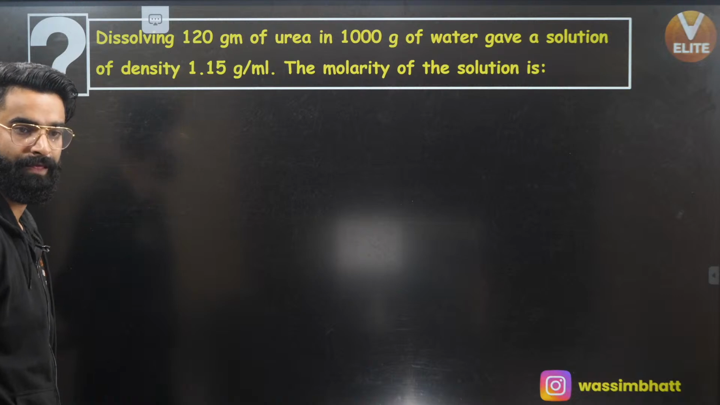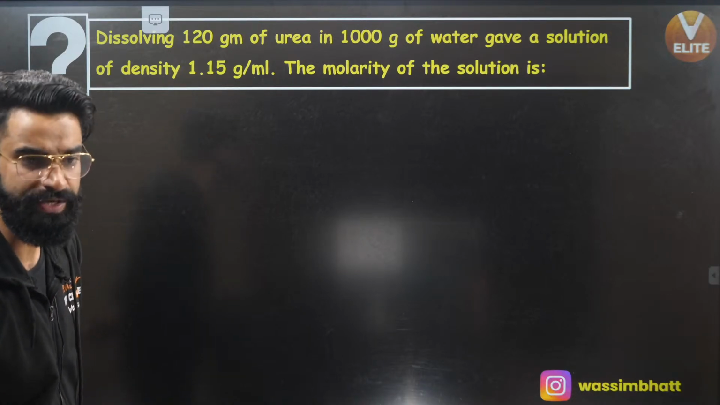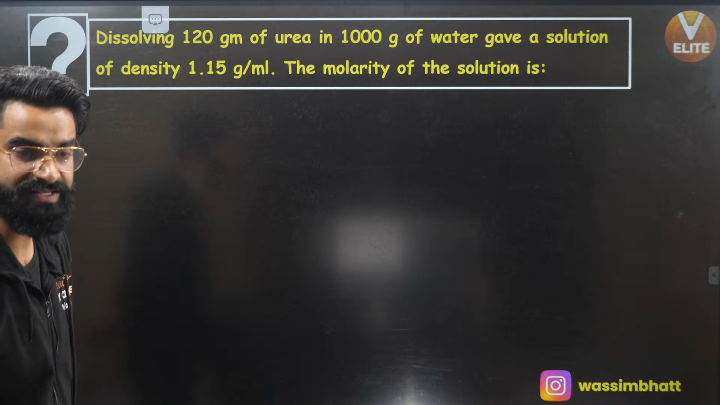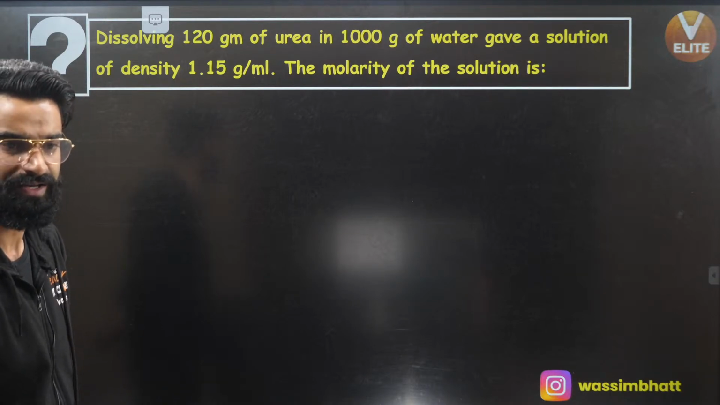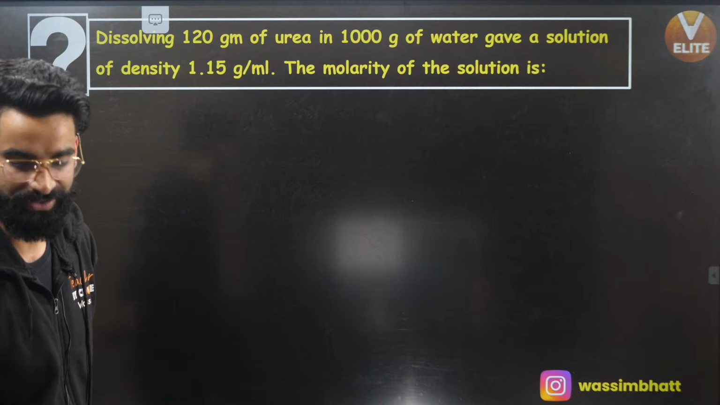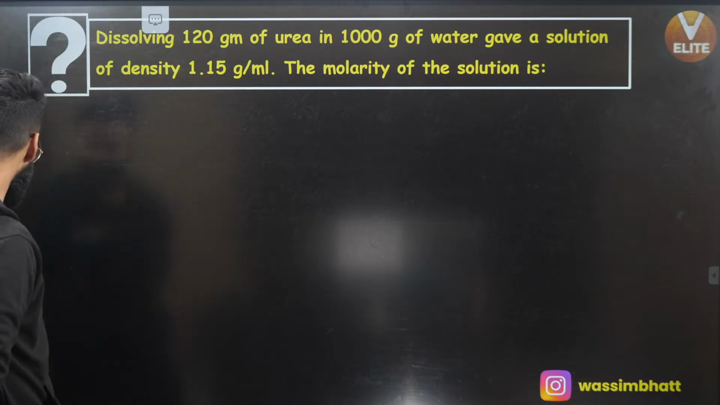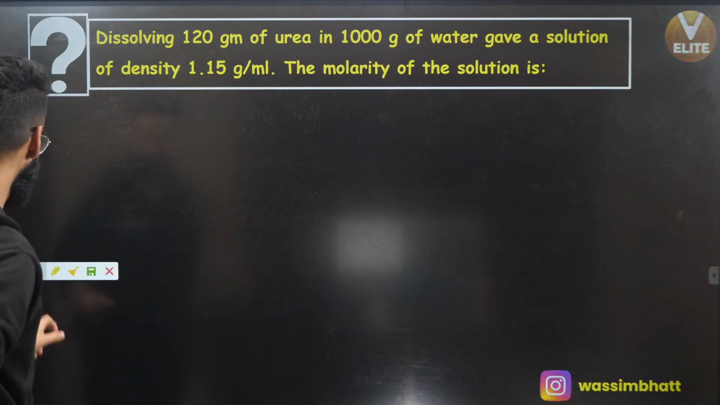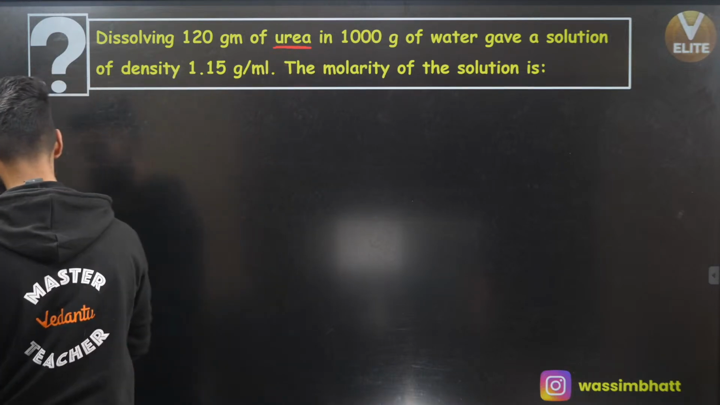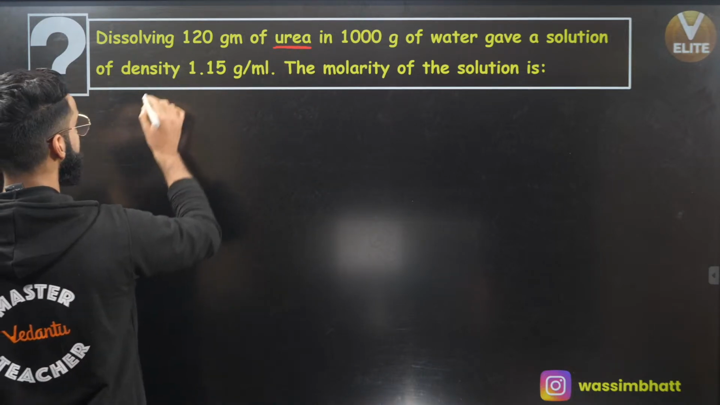Dissolving 120 grams of urea in 1000 grams of water gave a solution of density 1.15 grams per ml. The molarity of the solution is? How to solve this sort of question? Understand properly what I'll be doing. First of all, let's read the question.